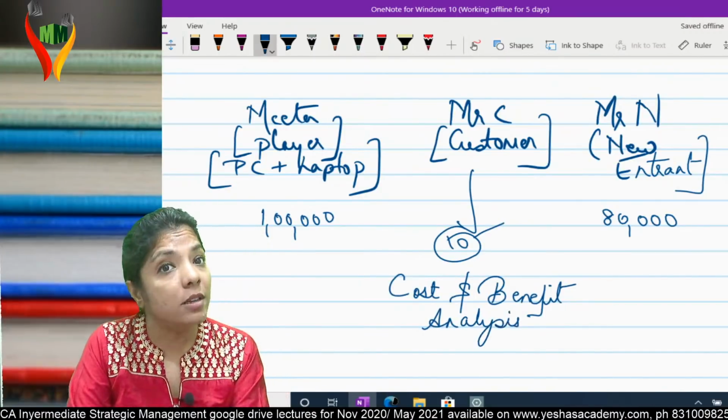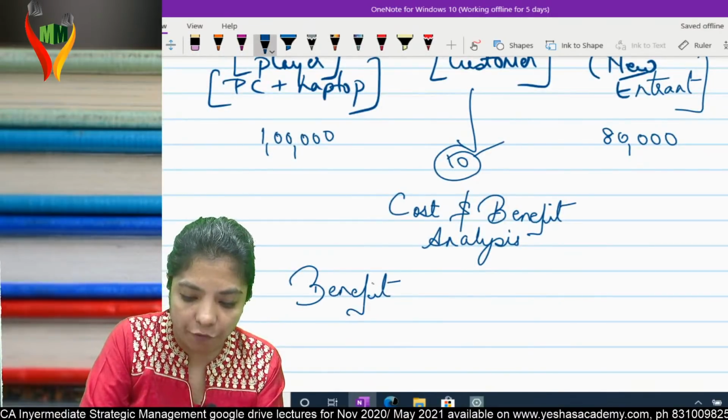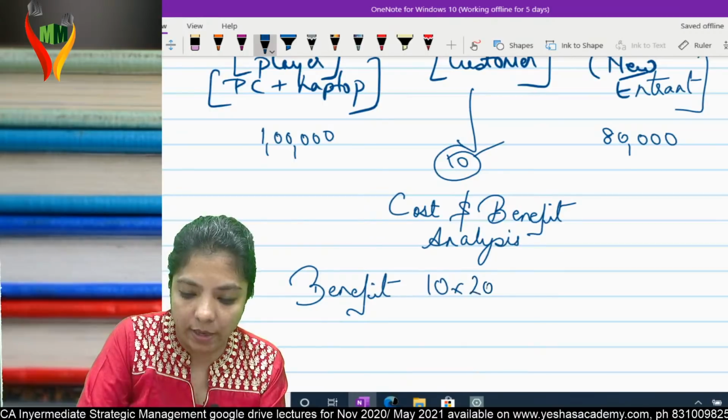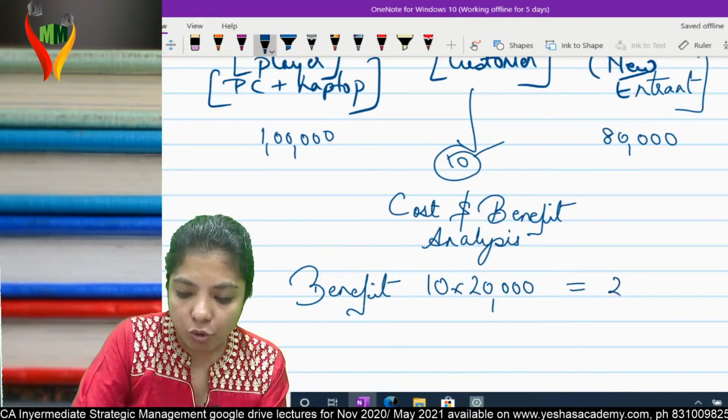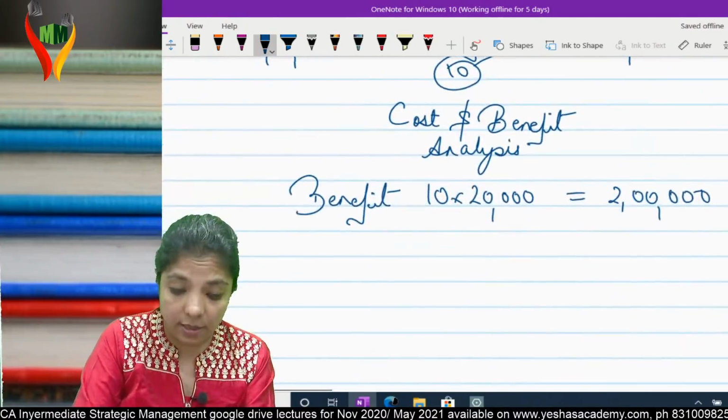He will be doing cost and benefit analysis. What benefit is he getting? He is getting a benefit of 10 into 20,000. That means 2 lakh is his benefit. Now what cost is he going to incur?